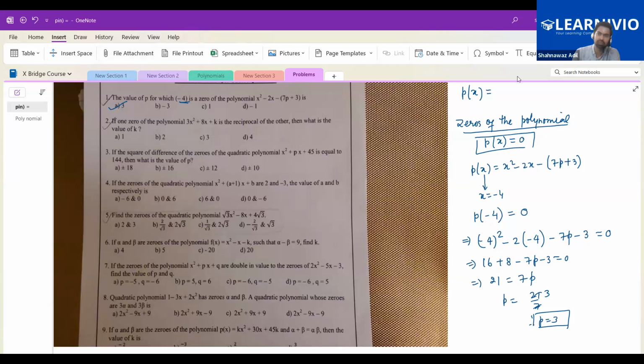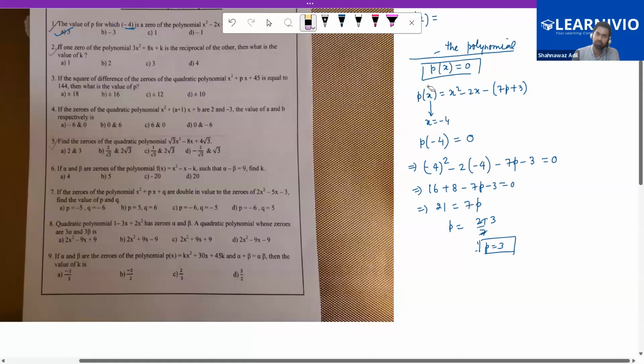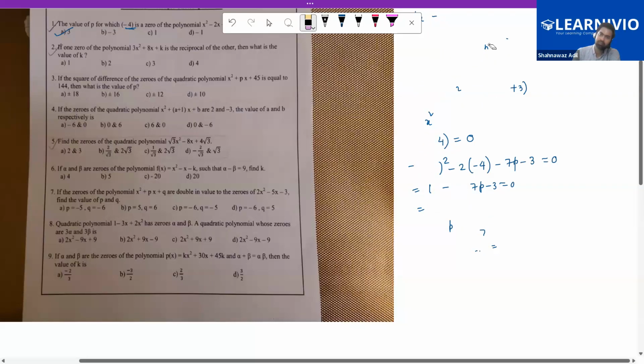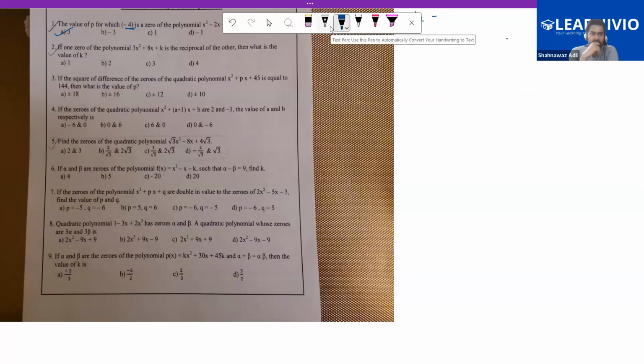So let us try the next question. If one of the zeros of the polynomial is the reciprocal of the other, then what is the value of k? What do you understand in this question? This is a quadratic polynomial, so there would be two zeros, right? Yes, sir. One is the reciprocal of the other, then what is the value of k?